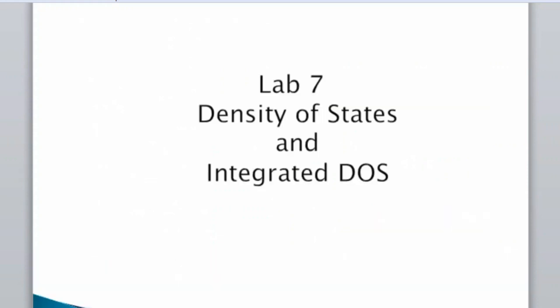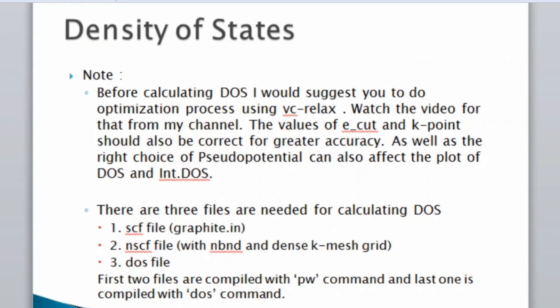This is Lab 7. Today we are going to learn about density of states and integrated density of states. Before calculating density of states, I would suggest you do the optimization process using VCRelax. Watch the videos for that from my channel. The values of E cut and K points should also be correct for greater accuracy, as well as the right choice of pseudo potential, which can also affect the plot of DOS and integrated DOS.